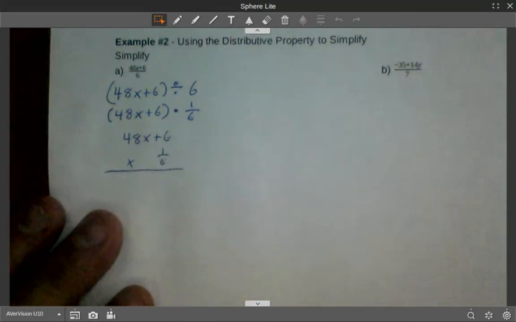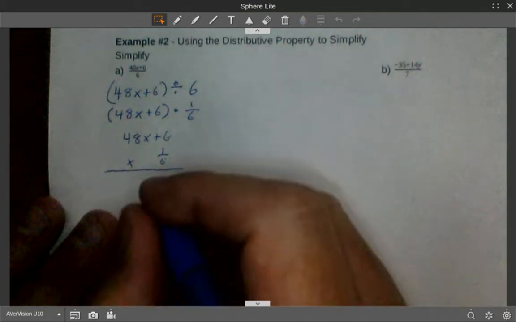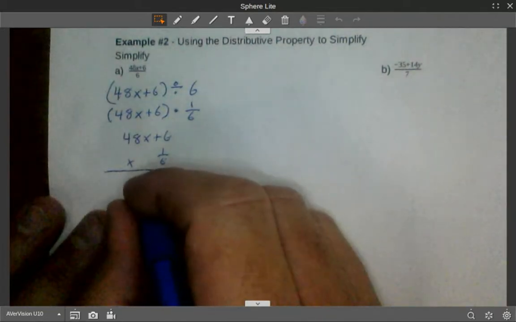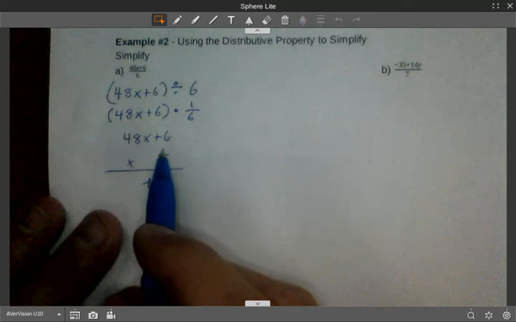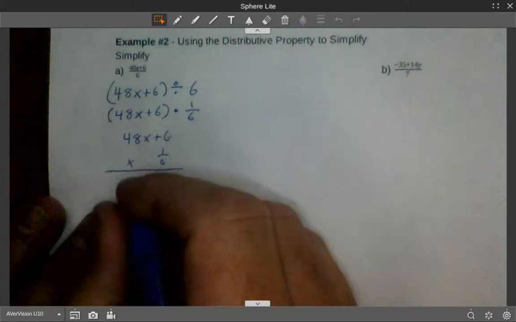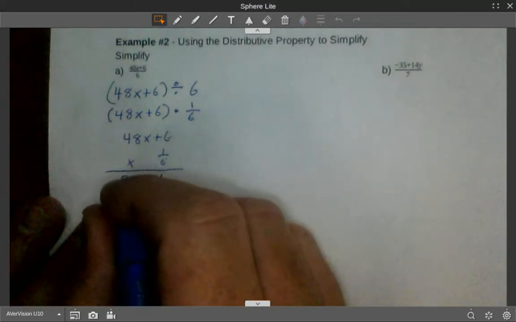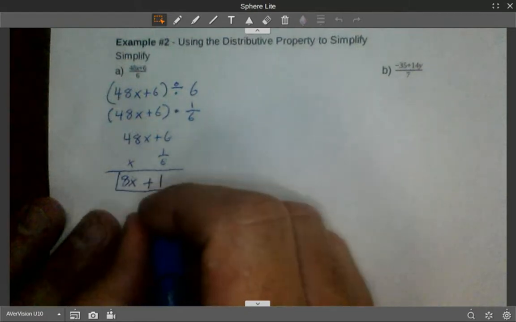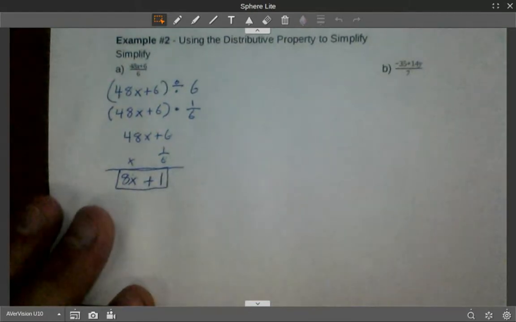So 1/6 times 6, well, those are reciprocals. That's going to give me 1. So I'm going to have 1. 48/6 is going to be 8. So I'm going to have 8x plus 1. That is how you'd solve this problem if you use the distributive property.